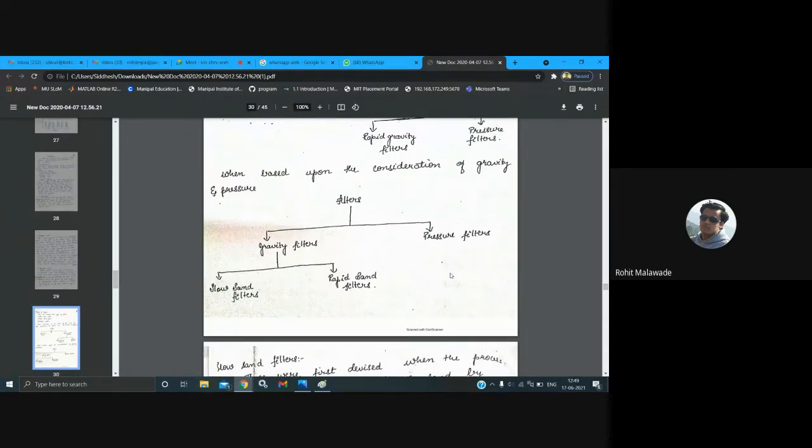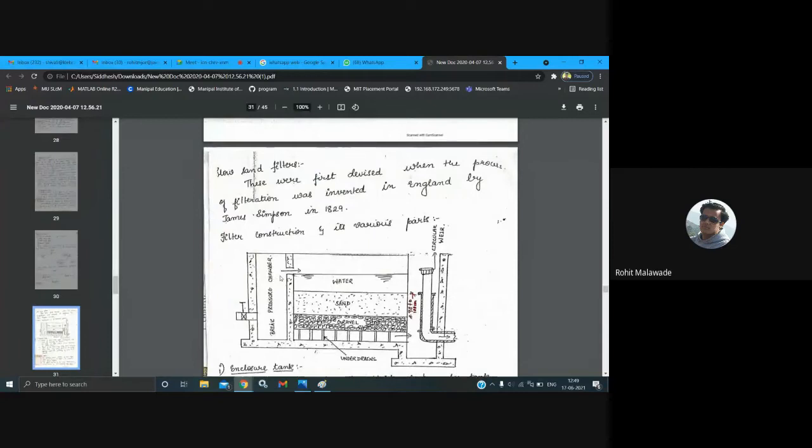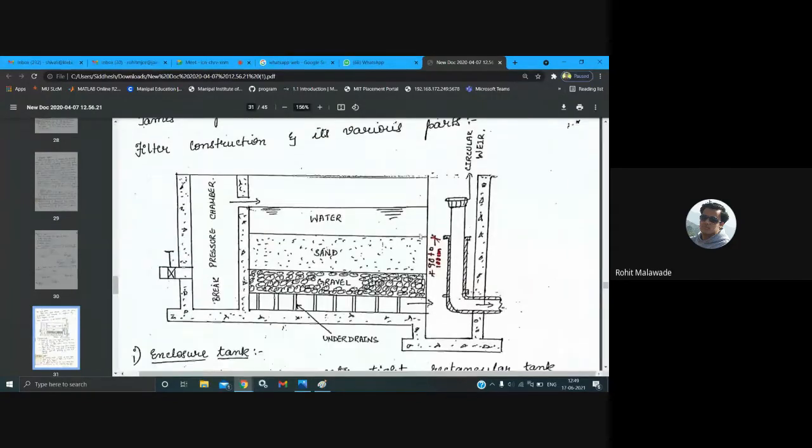Okay. Now we will see what is a slow sand filter. Here is the simple concept of the slow sand filter. Let's try to concentrate on this diagram. As I have told you, the slow sand filter is a classification that comes under the gravity filter.